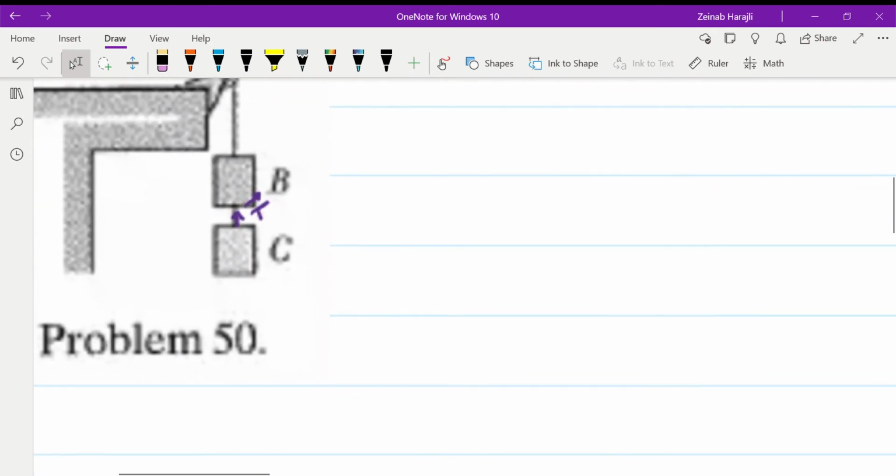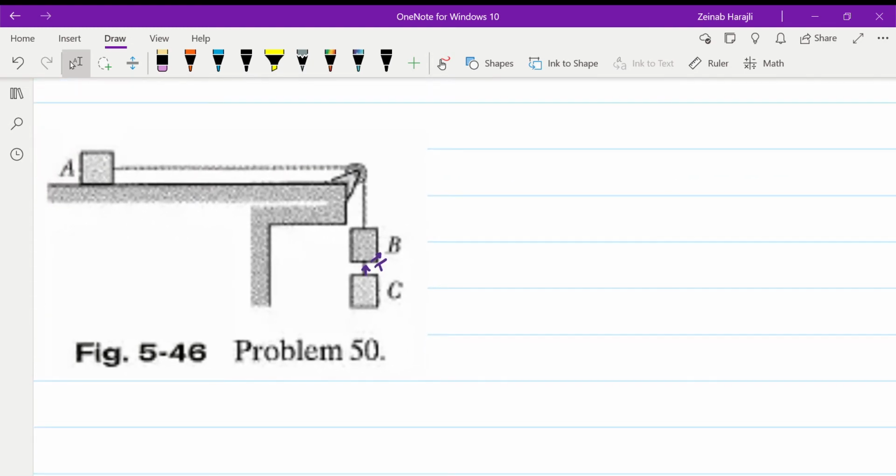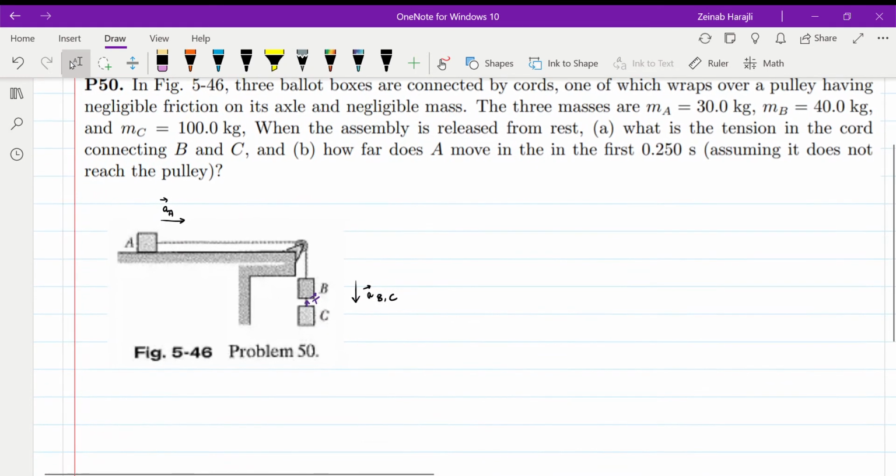So we're looking for the tension here basically, and we are told that the system is released from rest. Now we can immediately deduce, once the system is released, that these two boxes, B and C, are going to accelerate downwards, while the direction of motion for box A is going to be to the right. Another important thing to note is that the magnitude of the acceleration for all of the boxes is going to be the same, because we have one system moving together.